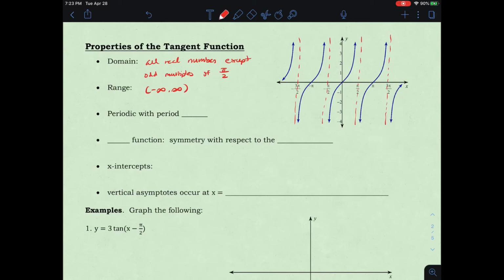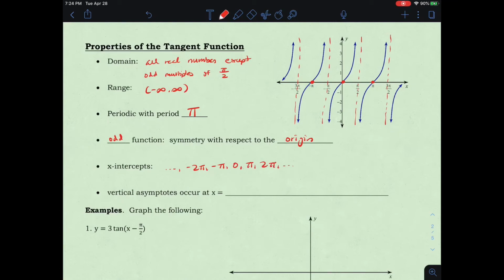We talked about how the tangent function has a period of pi, and that it is periodic, right? It keeps repeating every interval of pi length. We know that the function is odd. We talked about how it has symmetry with respect to the origin, and that's how we graph the left half of the tangent function. And we notice that the x-intercepts occur here, and if you notice, they're just at multiples of pi. So your x-intercepts would be at negative 2 pi, negative pi, 0, pi, 2 pi, and so on.